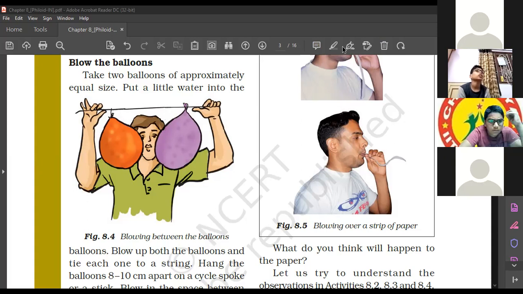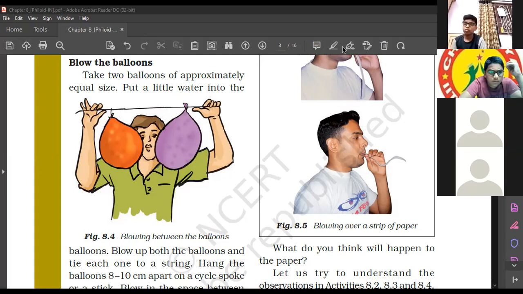Raghav, what is the answer? Sir, I think they will move apart, sir. Okay. So listen carefully. They have taken the two balloons and they have tied them to one wooden stick or a cycle spoke. So when you are blowing the air between the balloons, the air pressure between the balloons will be less, right? Because we are blowing the air. Means there are high speed winds between the balloons. So the air pressure will be very low between the balloons. Yes or no?